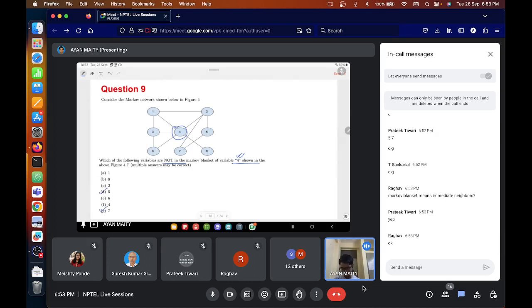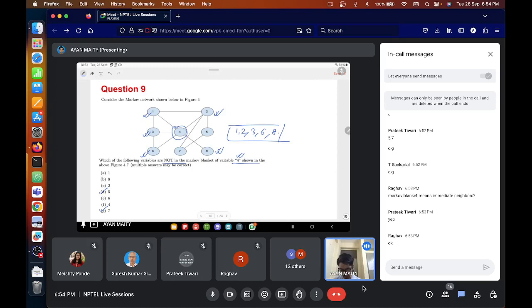So for 4, if we try to find out the Markov blanket of 4, which are the neighboring nodes to 4? 1 is a neighbor, there is an edge. 2 is a neighbor, 3, 6, then 8. So these are the nodes 1, 2, 3, 6 and 8. These are the nodes which are direct neighbors of this node 4.